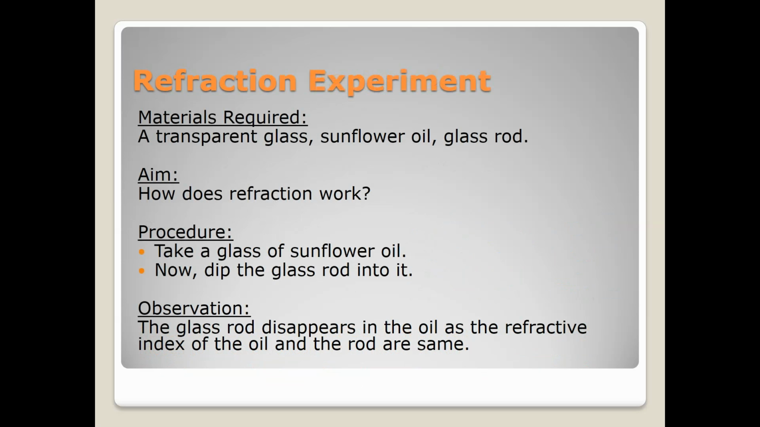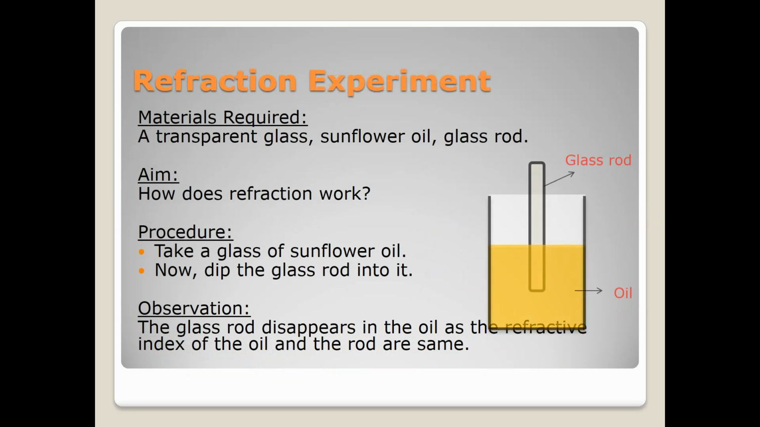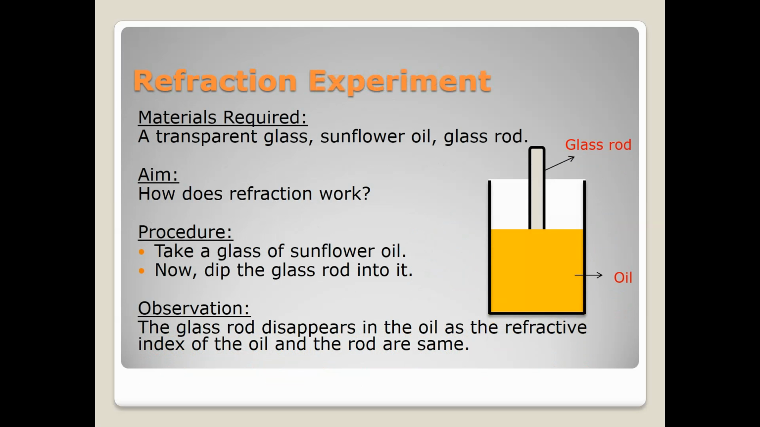Now, I would like to teach you refraction in a different way. Let's do an experiment. The materials required for this are a transparent glass, sunflower oil, and a glass rod. The aim of this experiment is to know how refraction works. Now let's get into the procedure. Take a glass of sunflower oil. Now dip the glass rod into it. And that's it. You are done with the procedure.